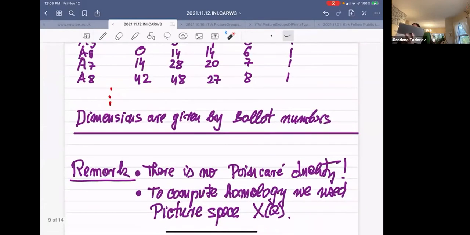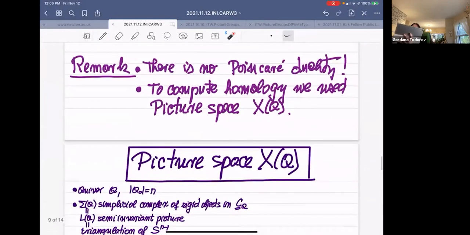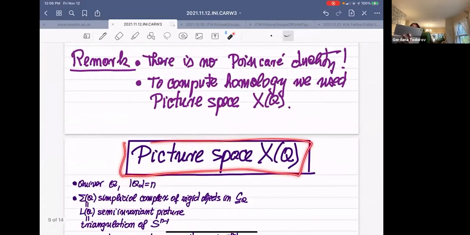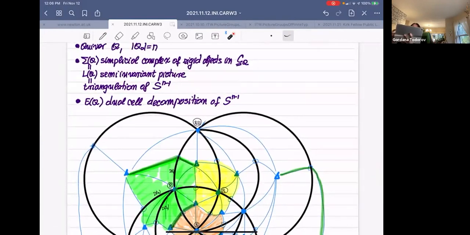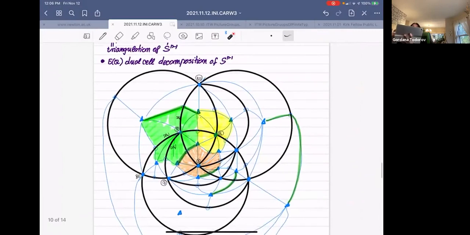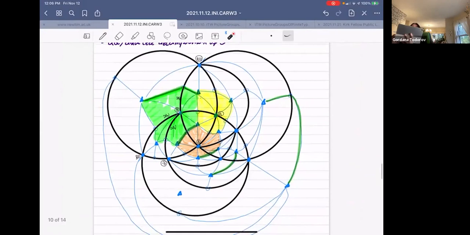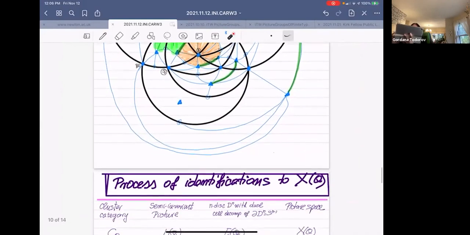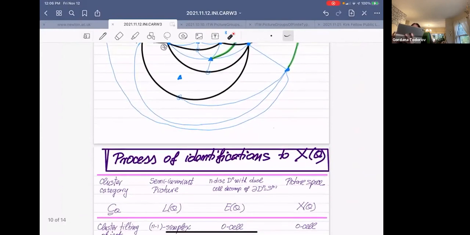And to compute homology, we use picture space. And let me just do quickly picture space. So picture space, we start with the quiver. We have our semi-invariant picture. We construct the dual cells. So I color them here in different ways with dual cells, okay? And then here's just a quick summary of how you create the picture space, okay?